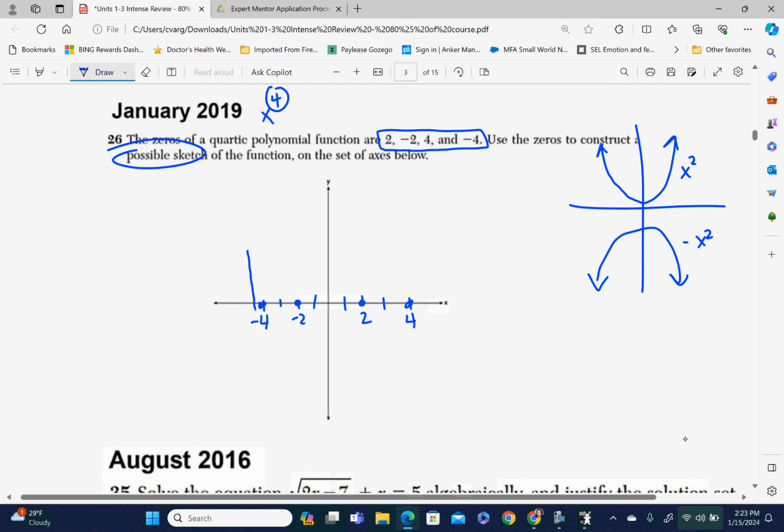So if I go something like, let me reverse there for a second. Let me go through it. I just have to go through here, come up, come down, come up, and show that I know that our ends are going to be facing in the same direction. So this is what a quartic function could look like.